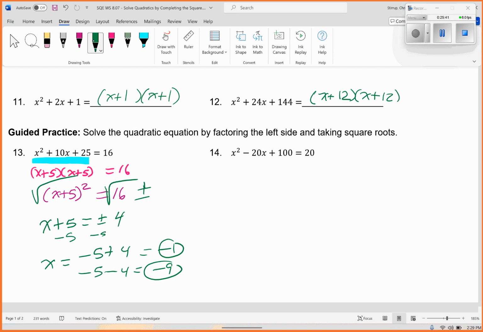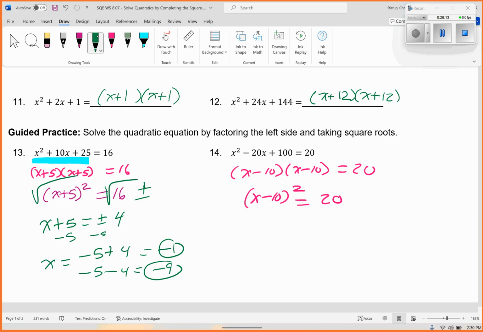What's half of 20? What's 10 squared? 100. So this over here on the left side is a perfect square. What does that factor down to quickly? X minus 10, x minus 10. Agree? And it's still equal to 20. Agree? And x minus 10 times x minus 10 can be written as what? X minus 10 as the quantity squared.